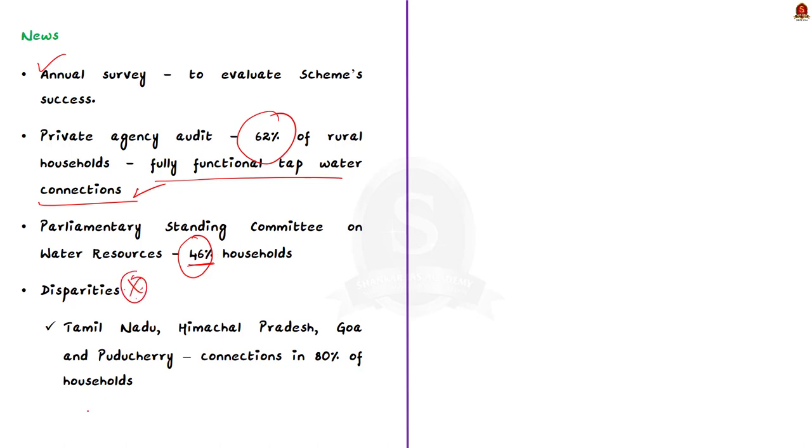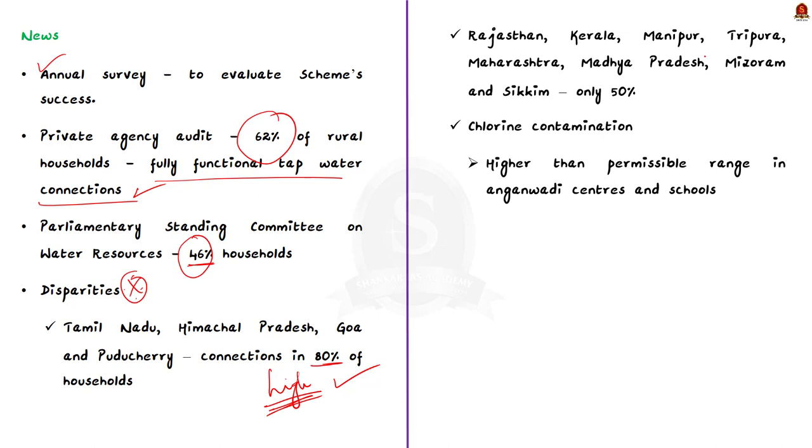See, as per the survey, Tamil Nadu, Himachal Pradesh, Goa and Puducherry reported more than 80% of households with fully functional connections. But the households in Rajasthan, Kerala, Manipur, Tripura, Maharashtra, Madhya Pradesh, Mizoram and Sikkim had less than half of such connections. Moreover, the report mentions a problem of chlorine contamination in the drinking water. It said that 93% of the water samples were free of bacterial contamination, but most of the Anganwadi centers and schools have residual chlorine higher than the permissible range.